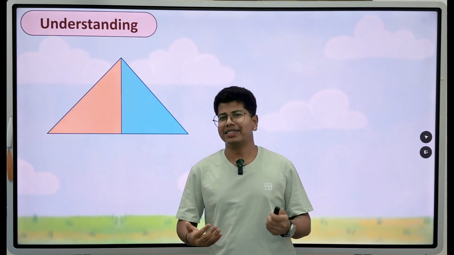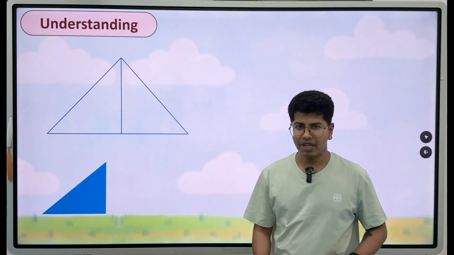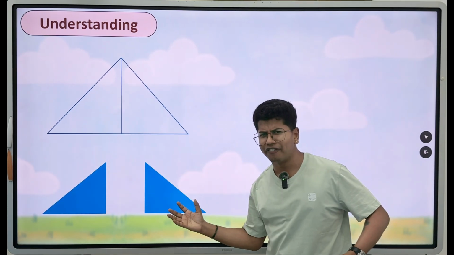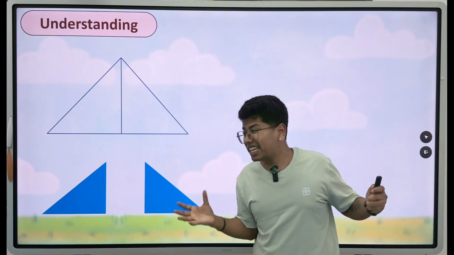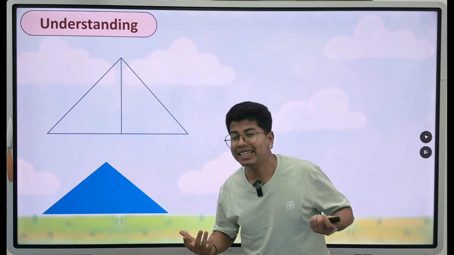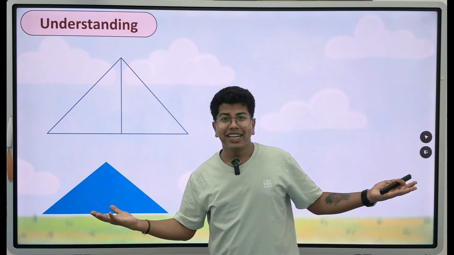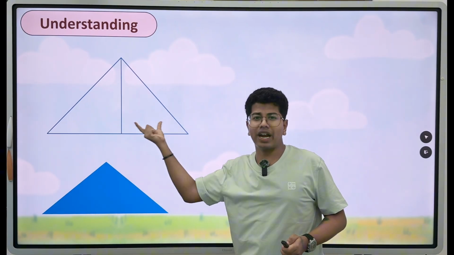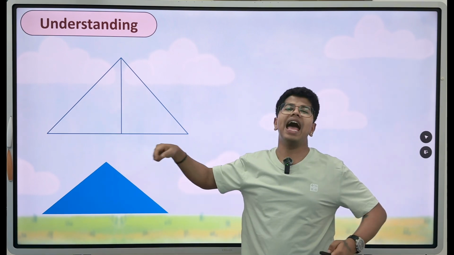But let's try to understand something more. I have a triangle here. I have another. So how many triangles do I have? Oh, 2 triangles. Now what happens if I combine them? After combining them, we get one big triangle. So what we can understand here? If we have 2 triangles next to each other, we can combine them and then count.